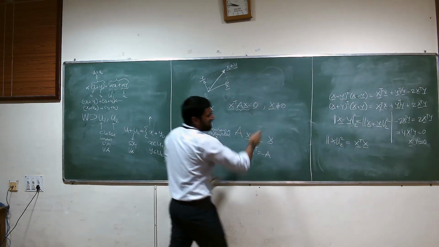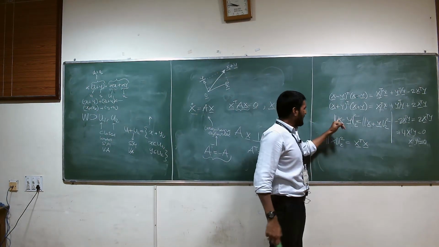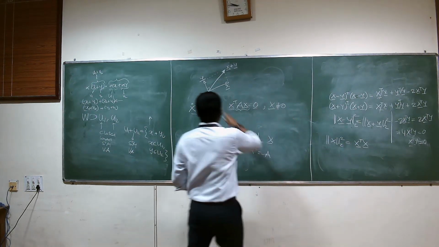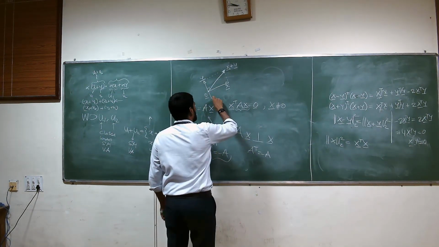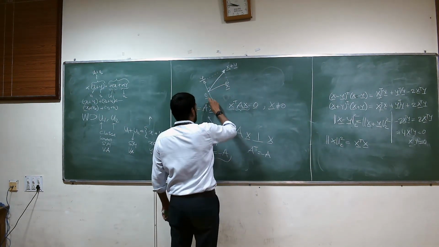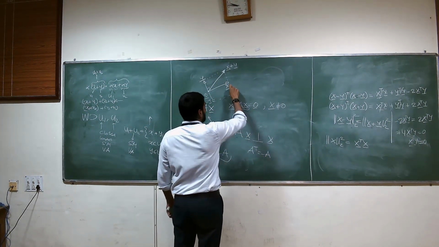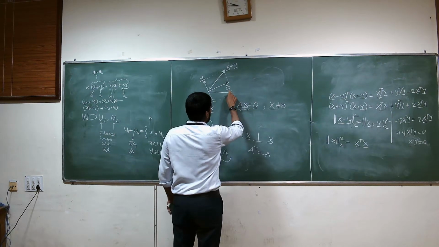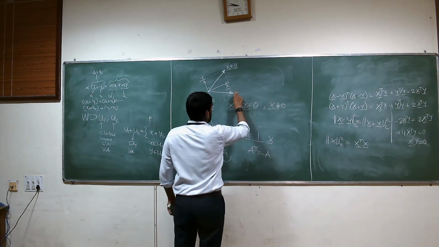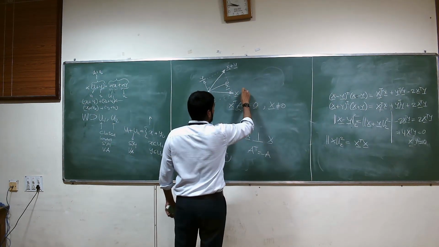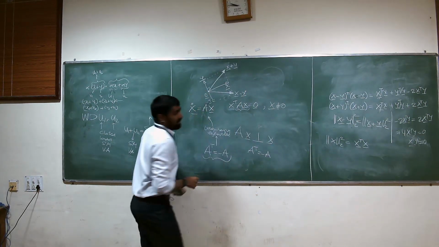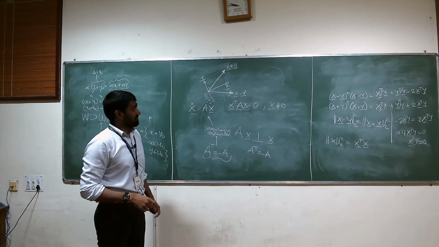Exactly. See, x minus y is simply the sum of x and minus y. What is minus y? Minus y is this. The sum of x with minus y is x minus y. This is x minus y, right? Okay.